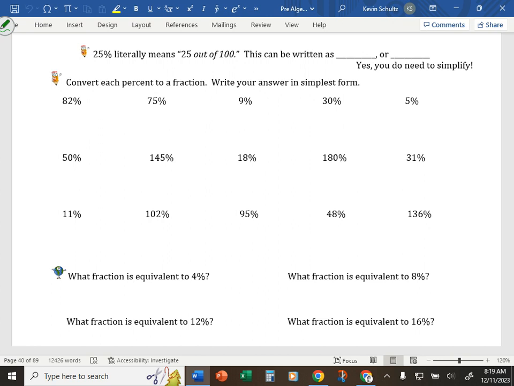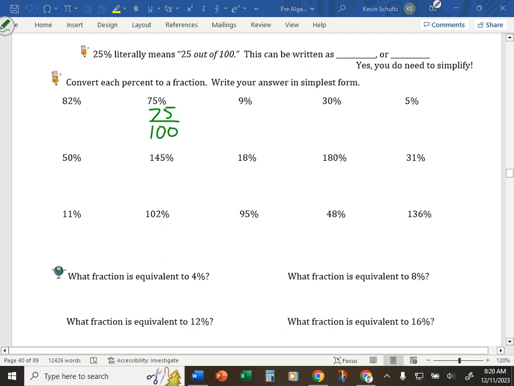The top row. 75%. So 75%, it's that 3/4. The percent symbol means out of 100. So we're going to put that 75 over 100.